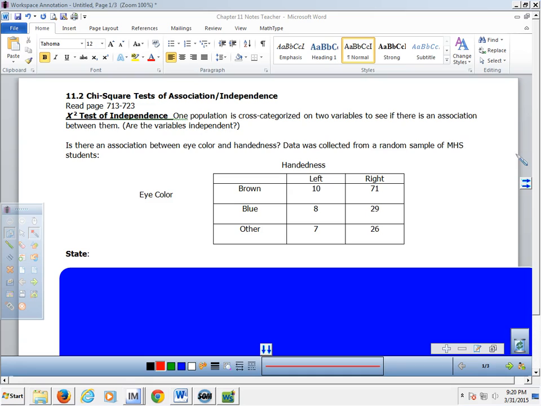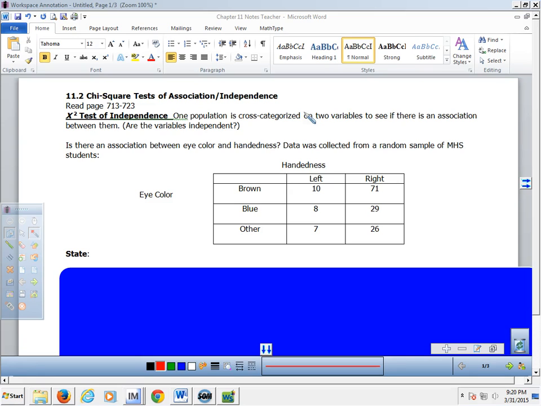Now, the good news is the test itself is exactly the same. And so I'll go through this very quickly, and we'll be done. Okay? So, a chi-squared test of independence. One population is cross-categorized on two variables to see if there's an association between them. Are the variables independent? Okay. For example, is there an association between eye color and handedness?